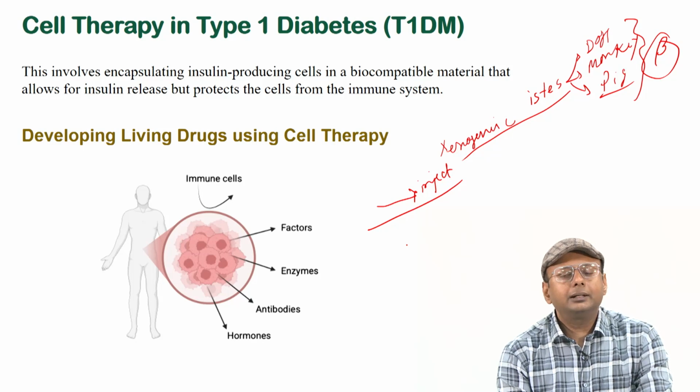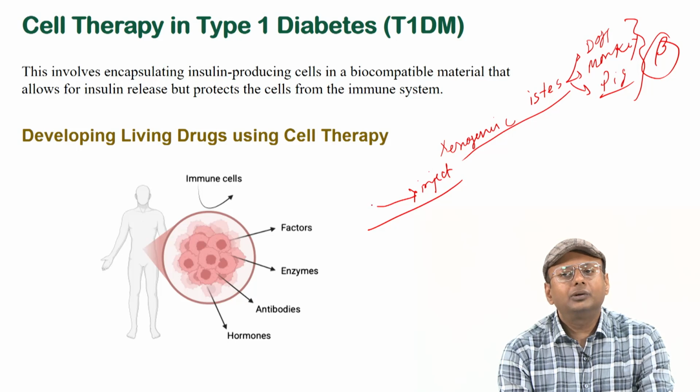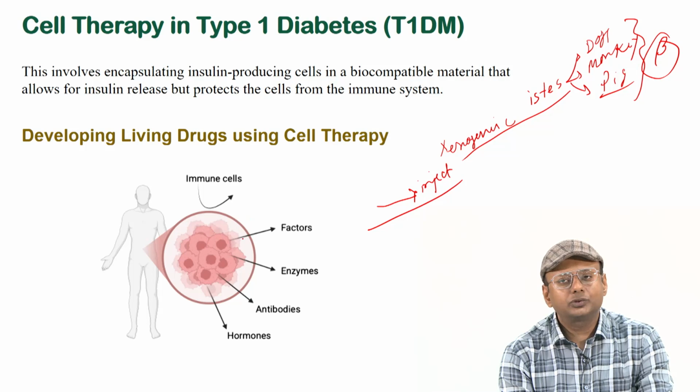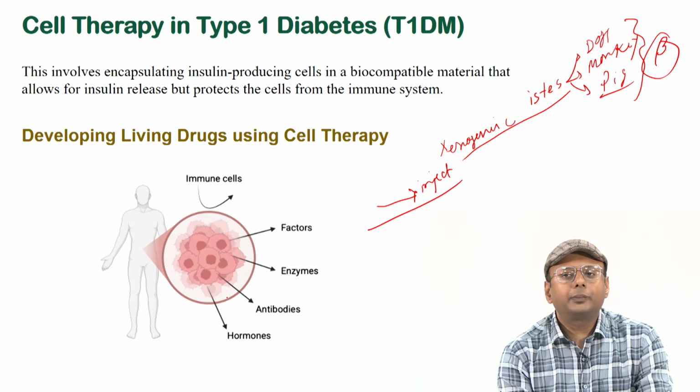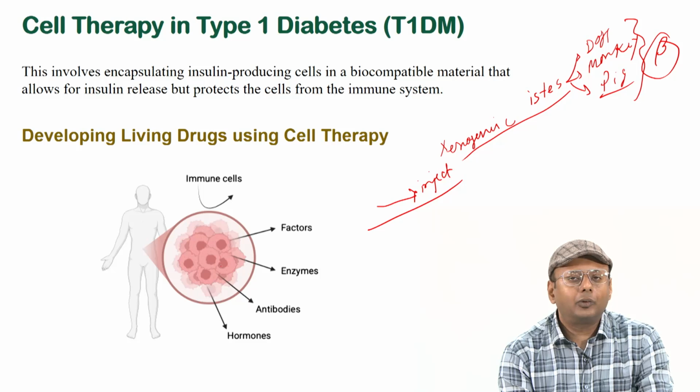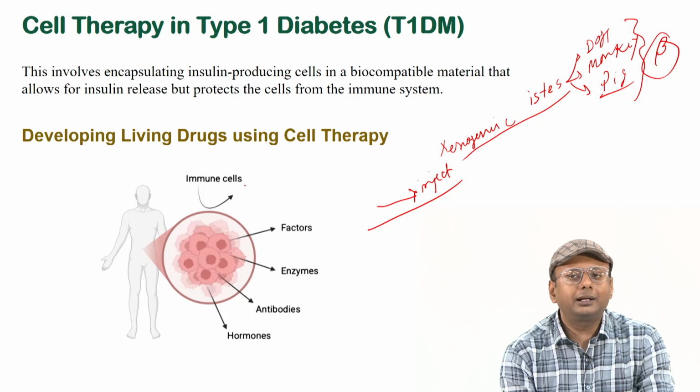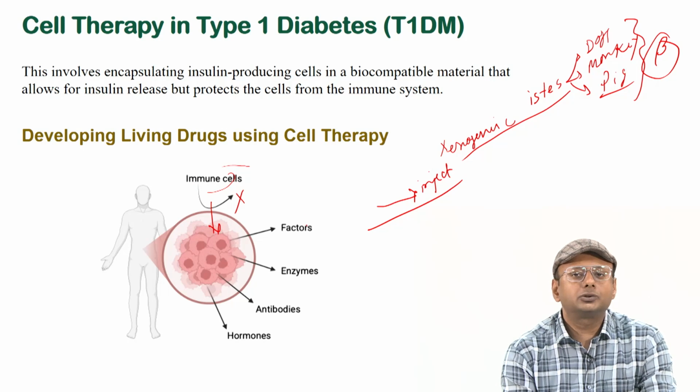So what can be done? We can create an immunoisolation, a kind of protective barrier. In cell based therapy, we mostly use therapeutic cells, either human cells or different types of cells, and these cells are generally given inside a protective barrier. So what does this protective barrier do? It basically prevents the immune cells from coming inside.